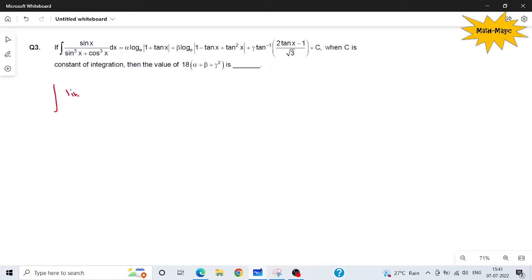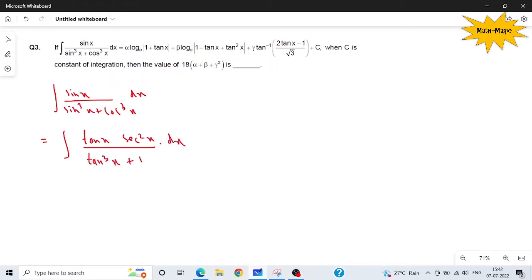So the integration of sin x upon sin cube x plus cos cube x. When we have such kind of sine and cos functions in the numerator and denominator, most of these questions can be easily solved by converting into tan x and sec x. So here also, if we divide by cos cube x, we get the integration of sin x upon cos x, which becomes tan x, and 1 upon cos square x becomes sec square x, upon sin cube x upon cos cube x, which becomes tan cube x, plus 1, dx.